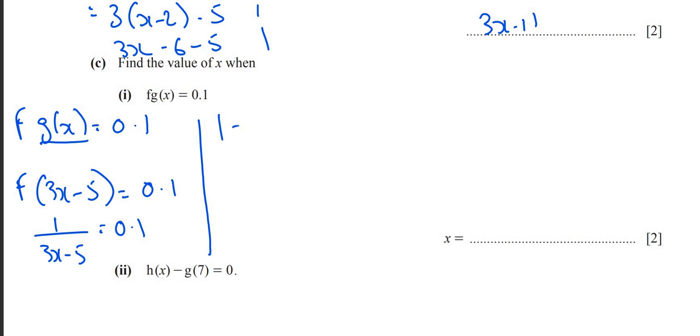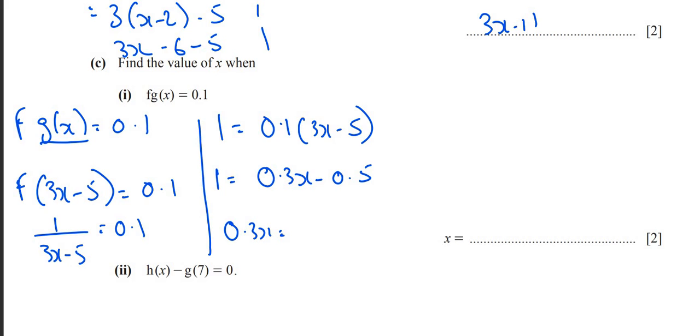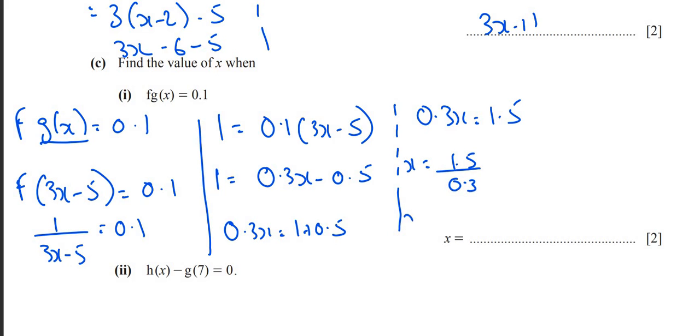I will solve it. 1 is equals to 0.1 multiplied by 3x minus 5. 1 is equals to 0.3x minus 0.5. Alright. 0.3x is equals to 1 plus 0.5. 0.3x is equals to 1.5. X is equals to 1.5 divided by 0.3. X is equals to 5. So the answer is 5.